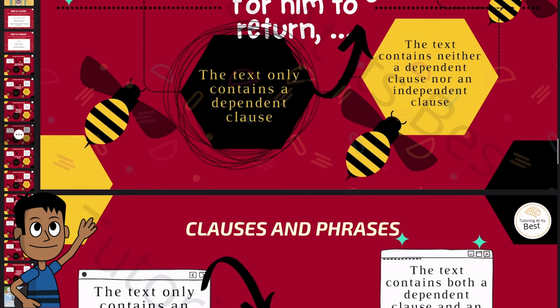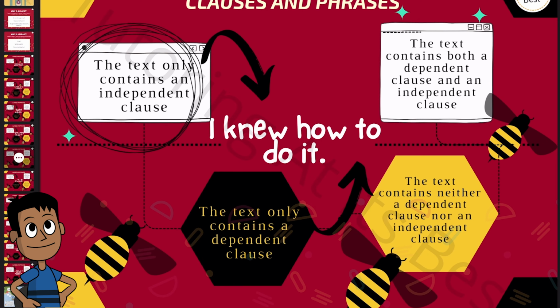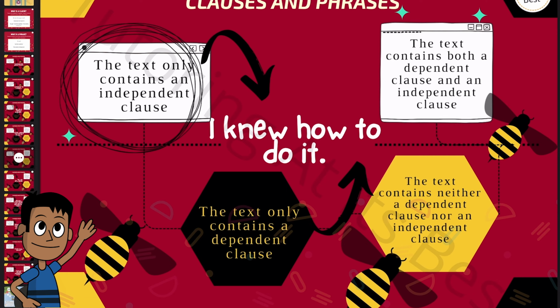So let's go ahead and dive into the next question. I knew how to do it. So have you thought about what it could potentially be? So again, as you can see here, the text expresses a complete thought. So it only contains an independent clause. So I knew how to do it, which means it can stand alone exactly like a sentence.